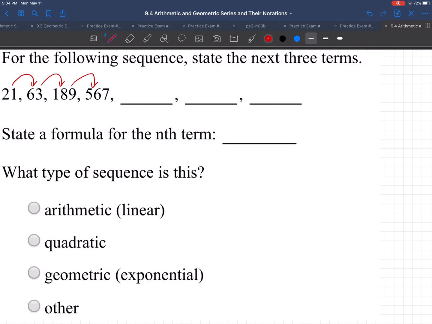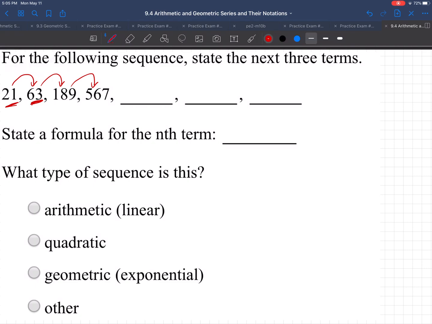You might think at first it's adding the same number. If you subtract these two, you'd get 42. So maybe it's adding 42, because that will get you from 21 to 63. But if you try that again, if you add 42, you're not going to get 189. That's not it. It's not adding the same number every time.